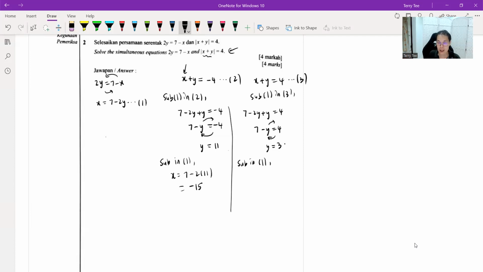Again, we need to find your x as well. So we sub inside equation 1. My x is 7 minus 2 times 3. Basically, 7 minus 6. 7 minus 6 is 1.